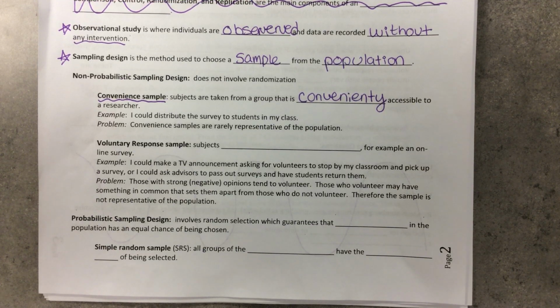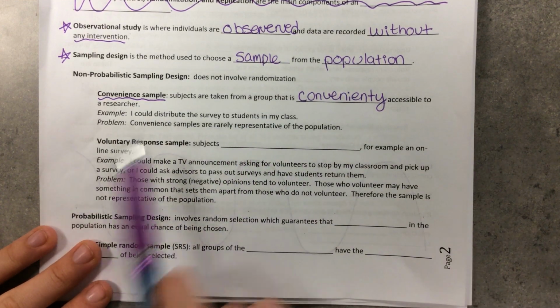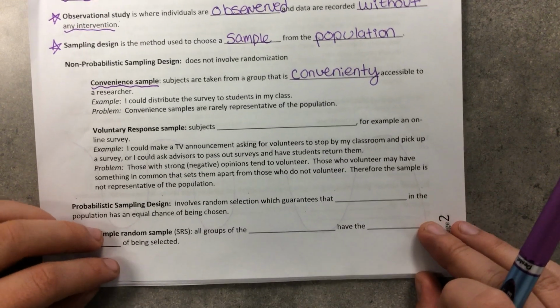Is that always a good sample? Well, think about, what if I want to know something about Apex Friendship High School? Are you guys a good sample? Are you the same distribution of males and females? Are you the same distribution of grades? No, because there's no freshmen nor are there seniors in here. So convenience samples aren't always the best representation of the population. For example, I could distribute a survey to students in my class. The problem is convenience samples aren't really representative of the full population.